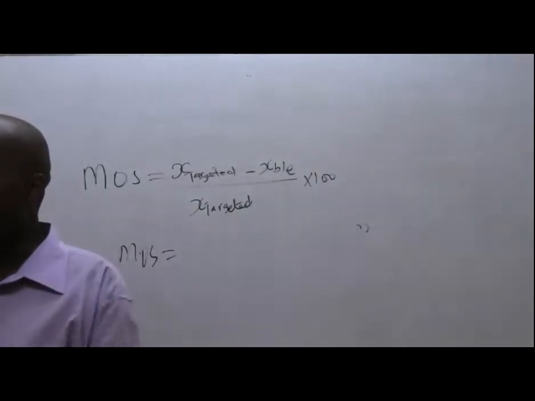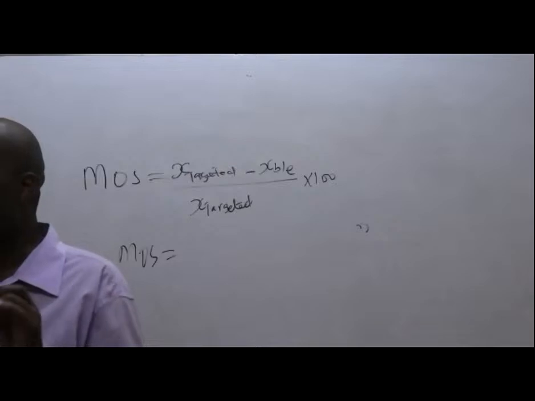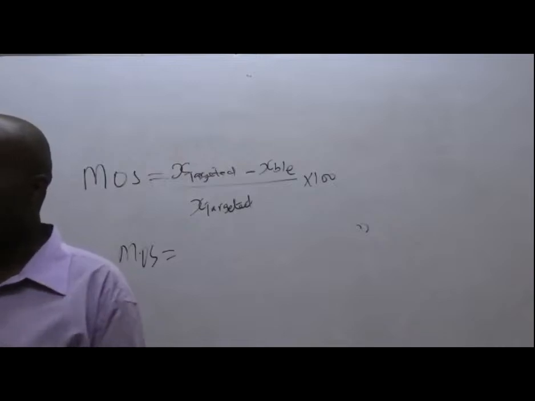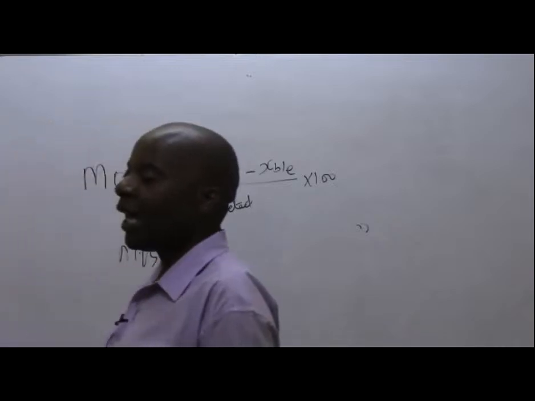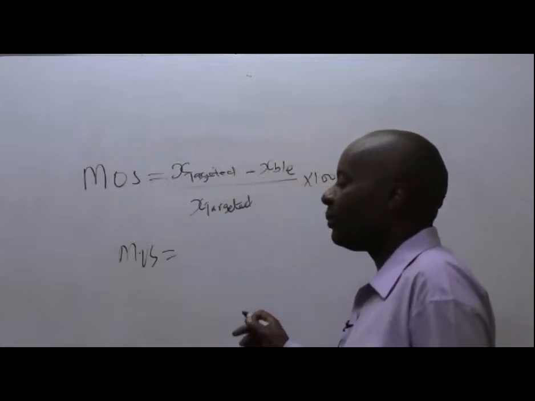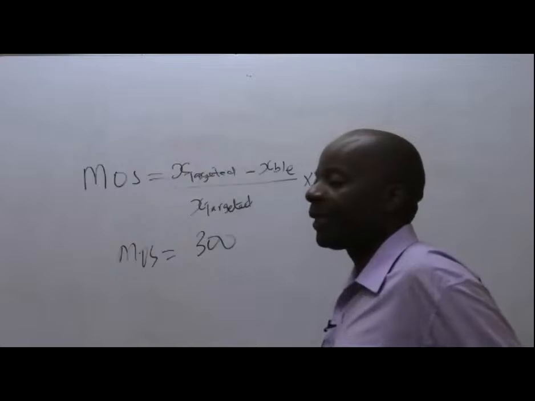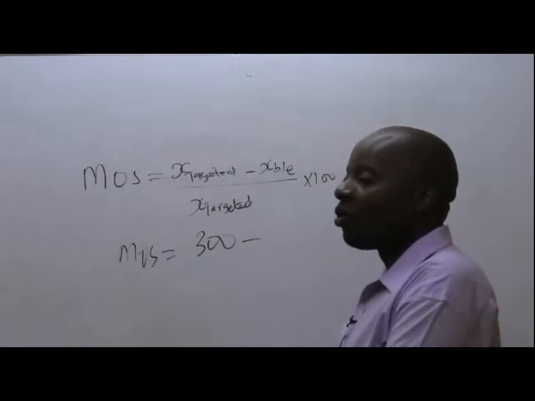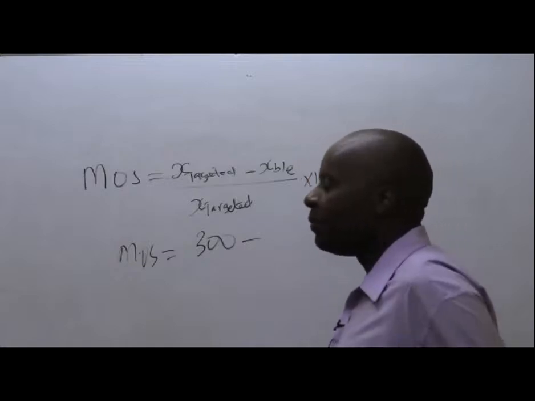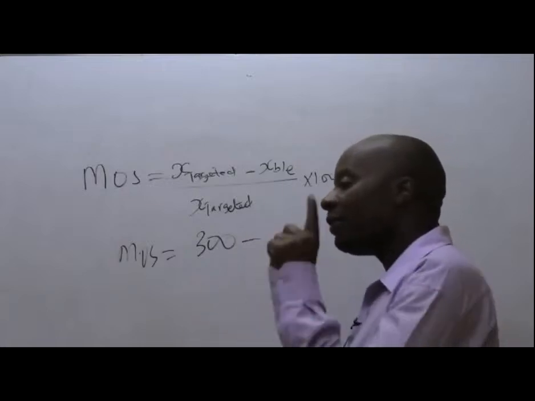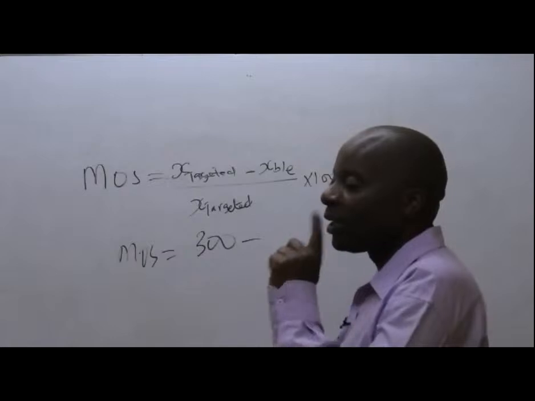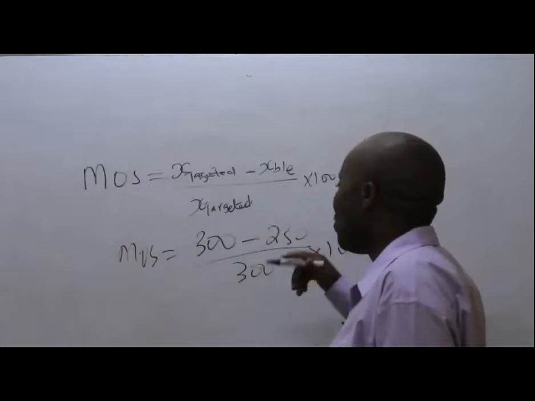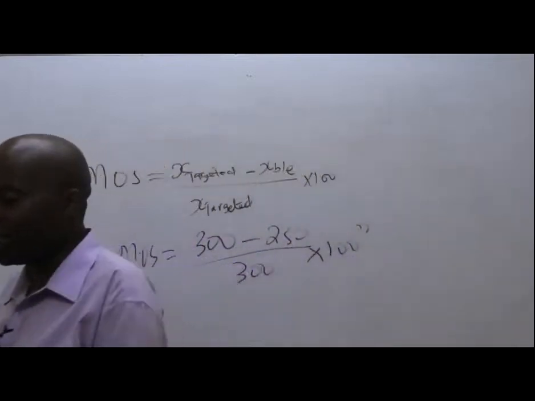Margin of safety is X that you're targeting, the quantity that you're targeting to produce or to sell, minus X break even, all over X targeted, times 100. The X targeted in part 1, ladies and gentlemen, is 300 units. That is what they are targeting to produce and sell. Minus X break even. Could you kindly give us the break-even quantity? So could you kindly give me this margin of safety?